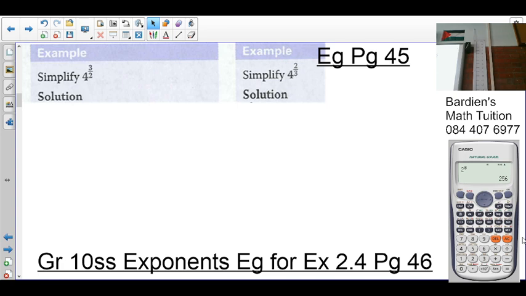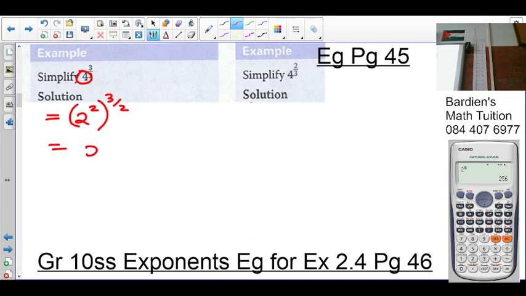It asks you to simplify 4 to the exponent 3 over 2. Now 4 can be written as 2 squared, raised to the exponent 3 over 2. So what is 2 multiplied by 3 over 2? 3. And 2 cubed is? Okay, that is one way.